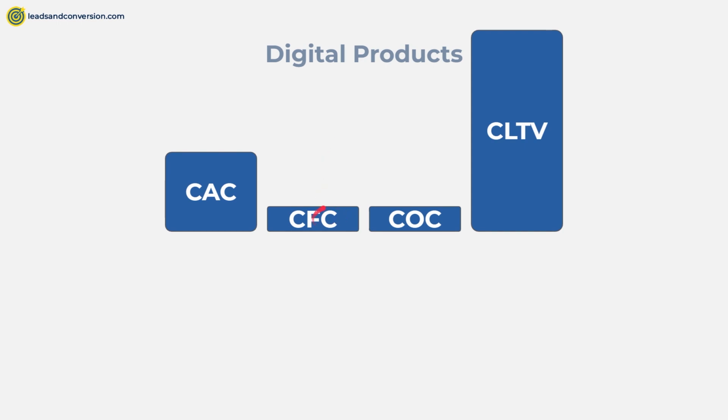Now I want to give you an example of how these 4 metrics change in different industries. So let's take digital products. This is the case in which the company is selling courses online, for example. So you have very little fulfillment cost because basically the platform is doing all the work.